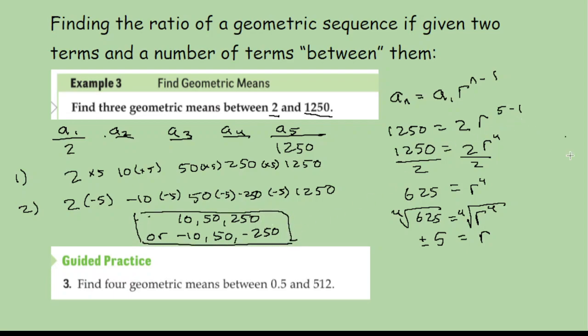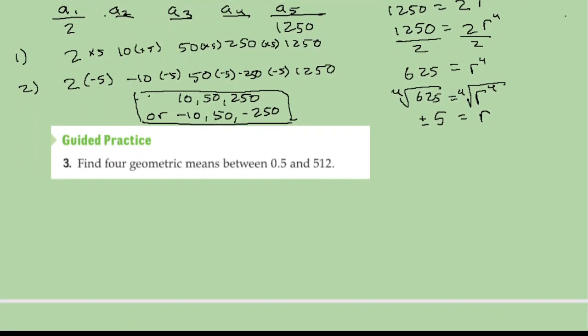Okay, so that's how these problems work, and they're kind of weird, but that's just a little screwing around and figuring out. All right, now this says find 4 geometric means. So this is what I'm going to do. I'm going to go 0.5, leave this one blank, I'm going to put 4 blanks here, and then I'm going to put 512 here. If this is A1, this would be A2, A3, A4, A5, and then A6.